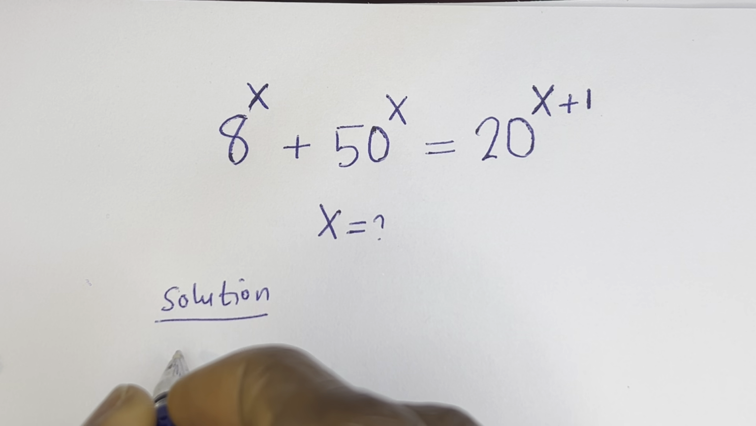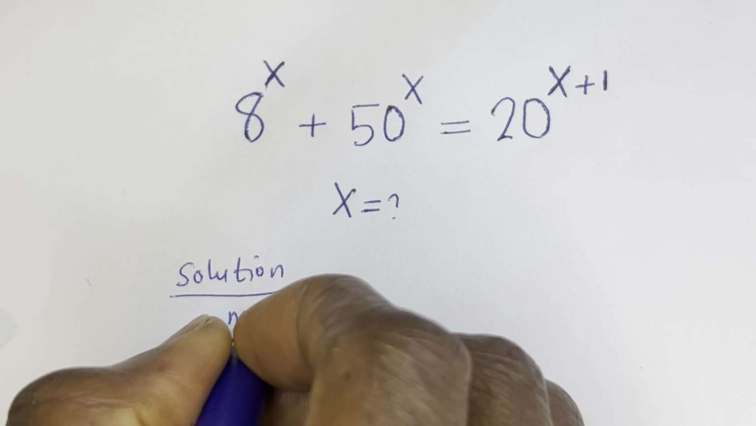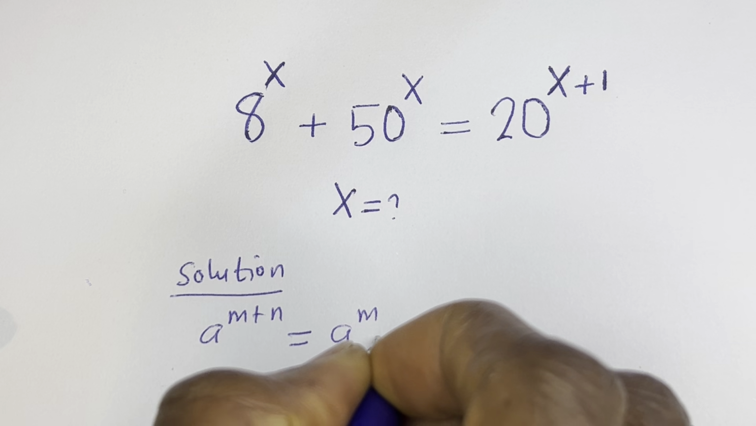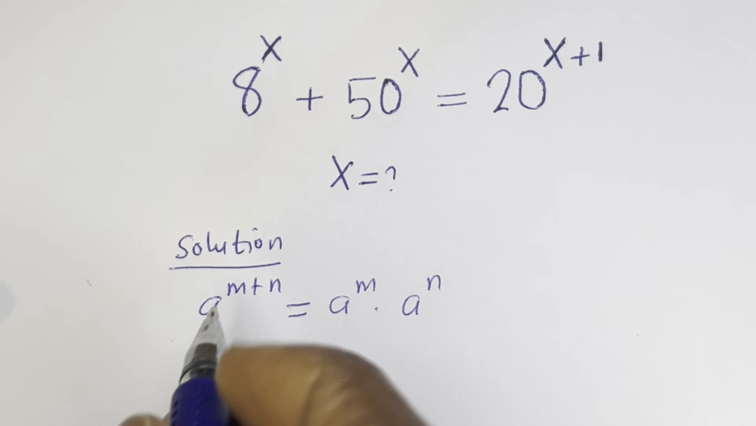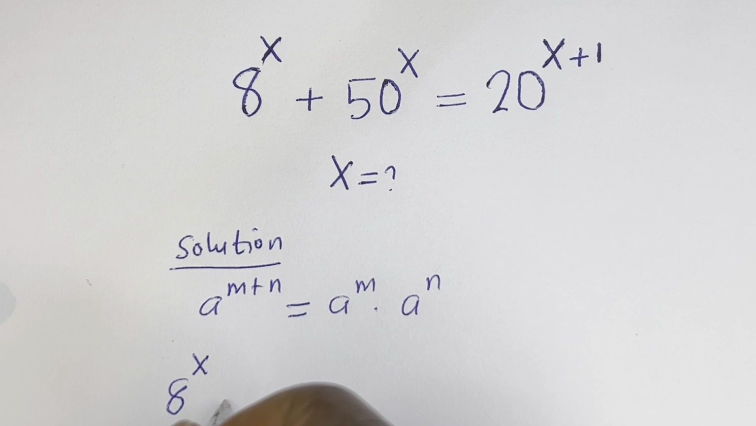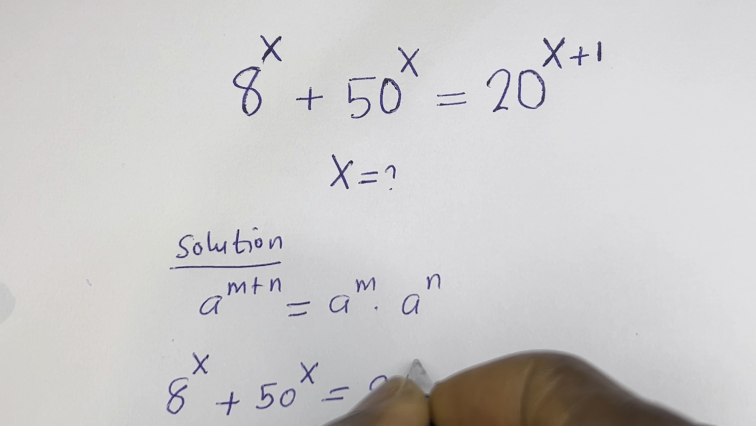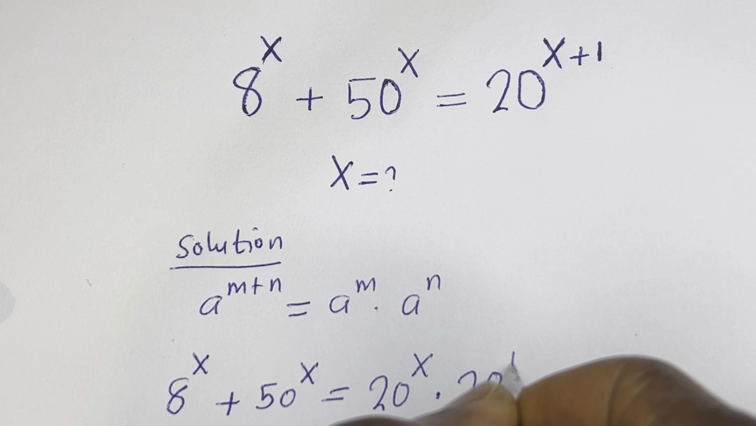Take note of this, that if you have a to the power of m plus n, this is equal to a to the power of m multiplied by a to the power of n. This can be written as 8 to the power of x plus 50 to the power of x is equal to 20 to the power of x multiplied by 20 to the power of 1.